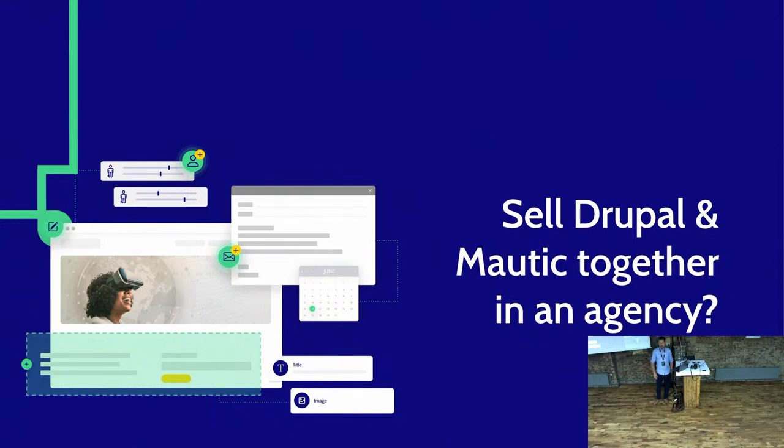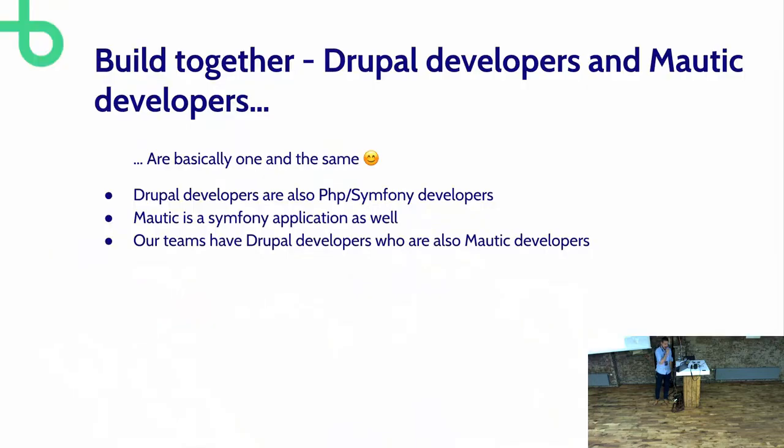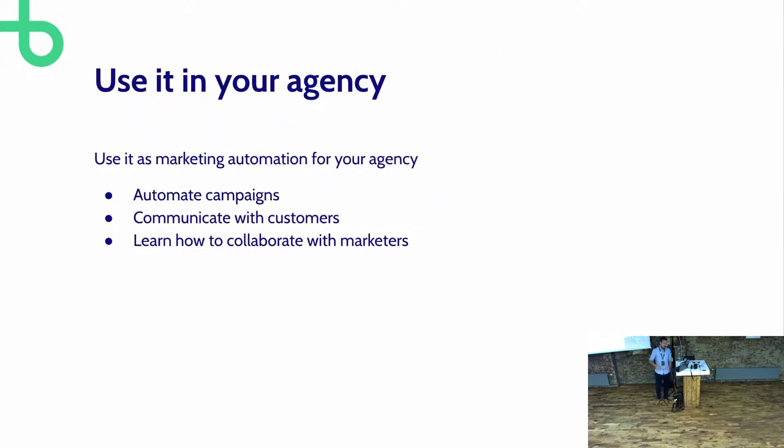How many of you are an agency owner? One? Yeah. So basically, you can build it together as developers, but you can also use it in your agency. Your agency has to do marketing, so why not use an open source marketing automation?